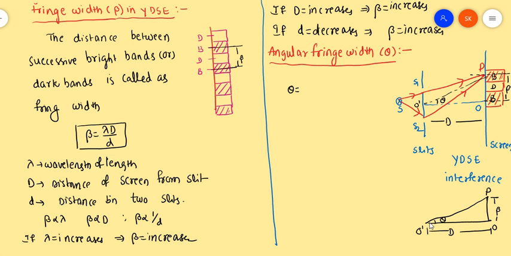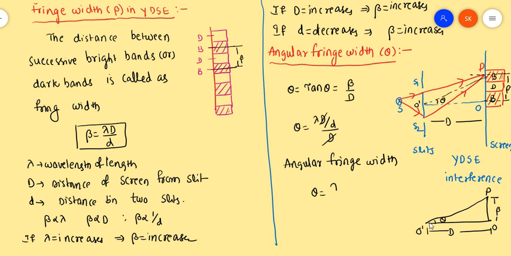We write theta is nearly equal to tan theta when theta is small. Tan theta from the figure we write as beta by capital D. But beta is equal to lambda into capital D by small d. This capital D will be cancelled. Then we get the angular fringe width theta equal to lambda by small d. Okay, this is the formula for the angular fringe width, and it is in radians.